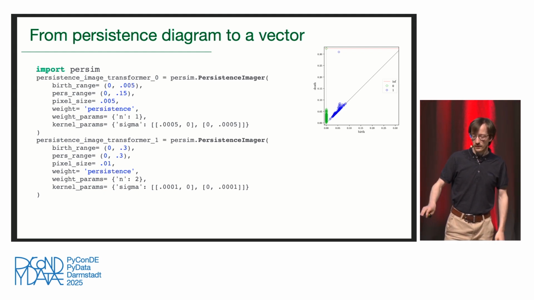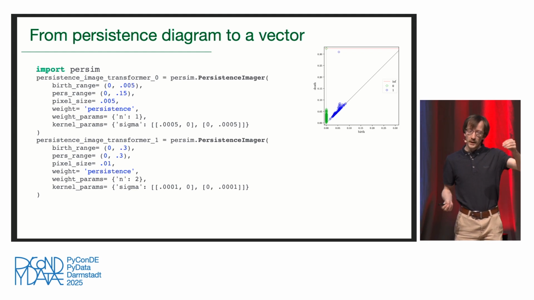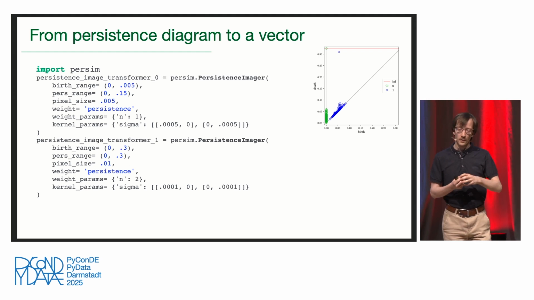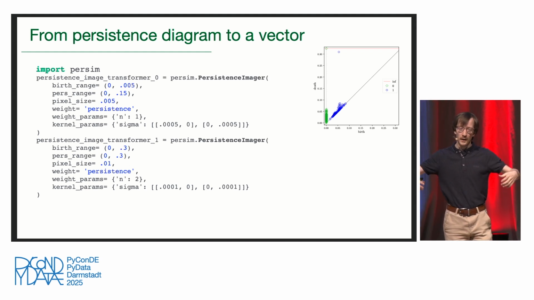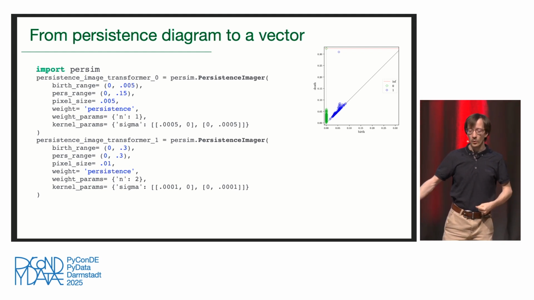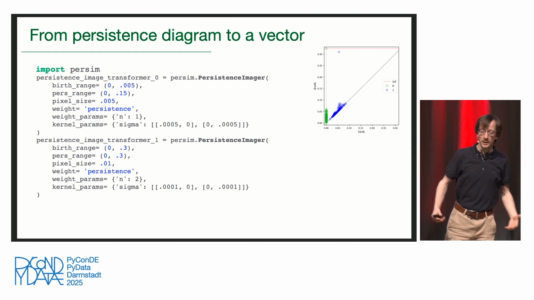The weight, as such, you should just leave this. That means that if the point is further away from the diagonal, that's what we call persistence, the difference between birth and death, then the Gaussian will be bigger. And that's because we care about those points more, so we want them to be weighted more. And then you have weight parameters, as in how much bigger this Gaussian will be.